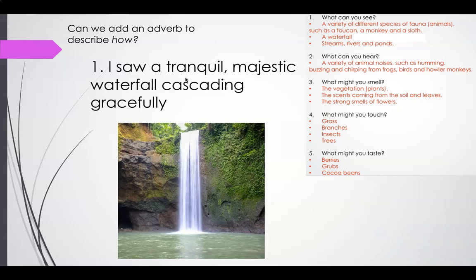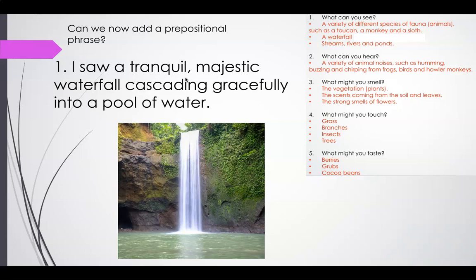Now we need a prepositional phrase to describe where the waterfall was going. Where is the waterfall going? Is it going into the sky? Into the rocks? No, it's going into the pool. So it is travelling, it is cascading gracefully into a pool of water. And that was my prepositional phrase. Into a pool of water. Into being my preposition, describing where it is.